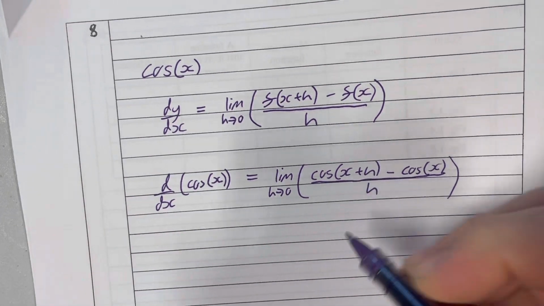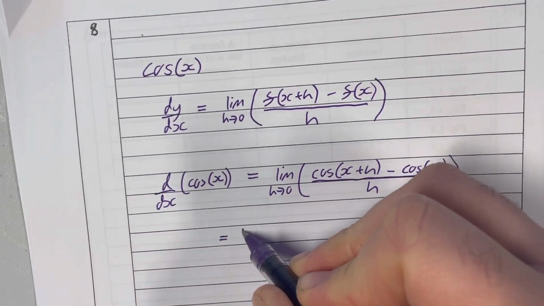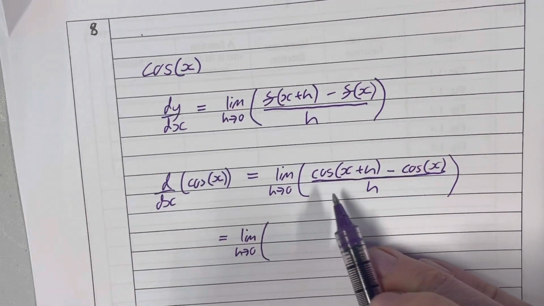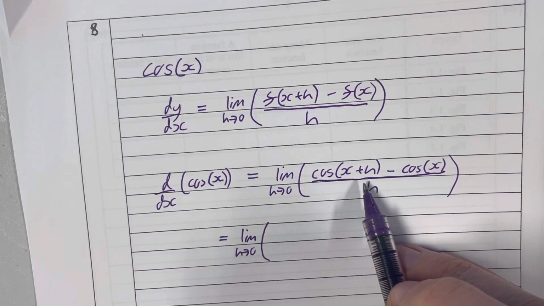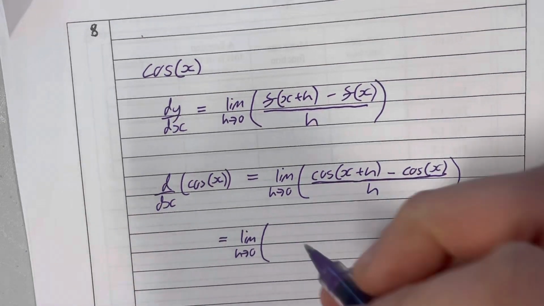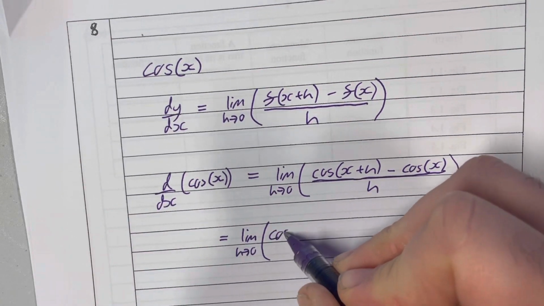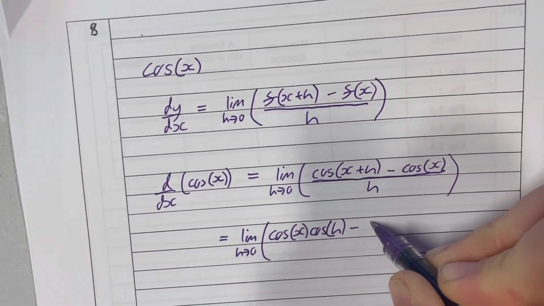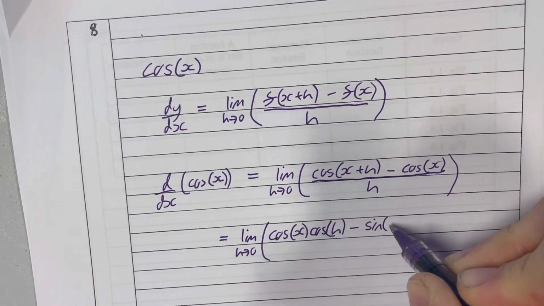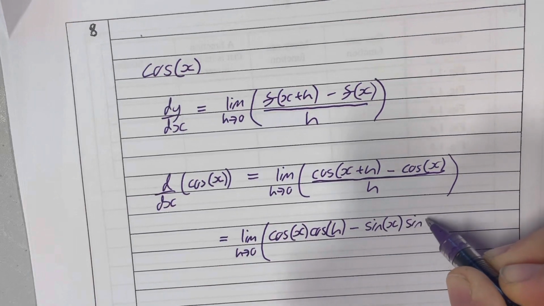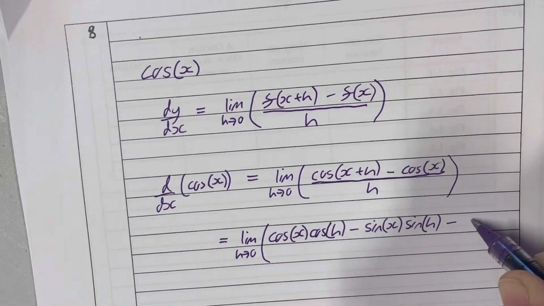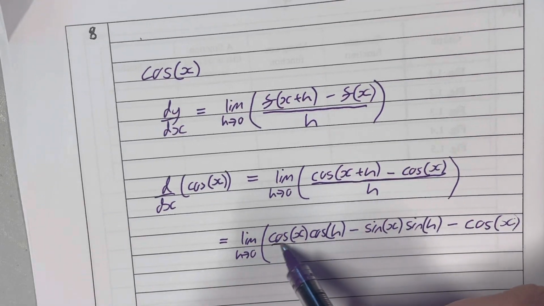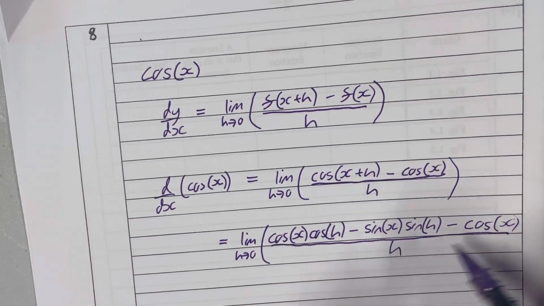Okay, now we can use a compound angle formula here to separate that out. So limit as h tends to 0. So cos of x plus h is the same as cos x cos h minus sin x sin h. So I'm going to get cos x cos h minus sin x sin h, and that's going to be then minus cosine of x, and that's still all divided by h.